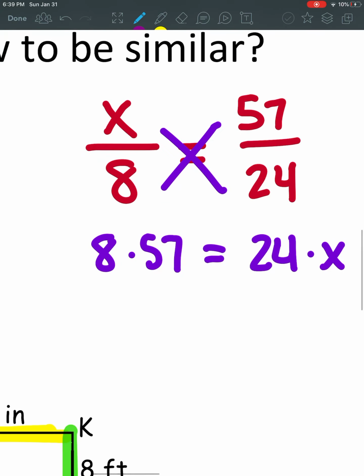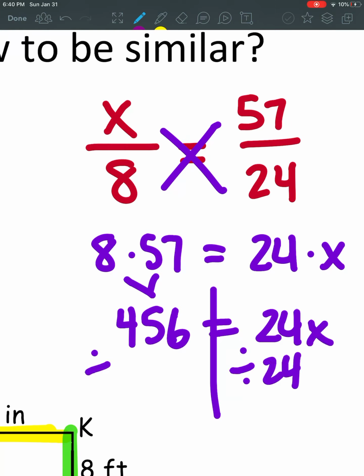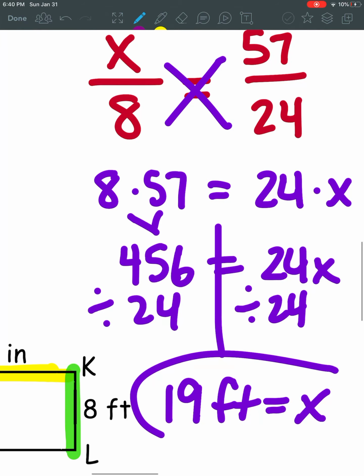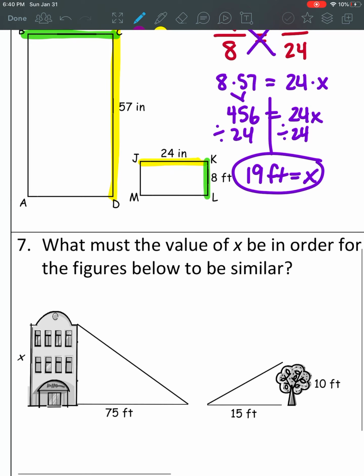So 8 times 57 is one diagonal, and 24 times x is the other one. We can actually multiply 8 times 57, it's 456. And then to get x by itself, we would divide by 24. So x is 19 feet.